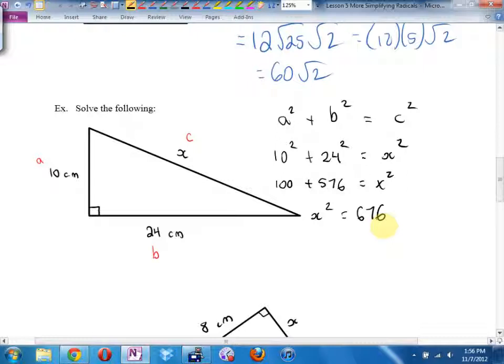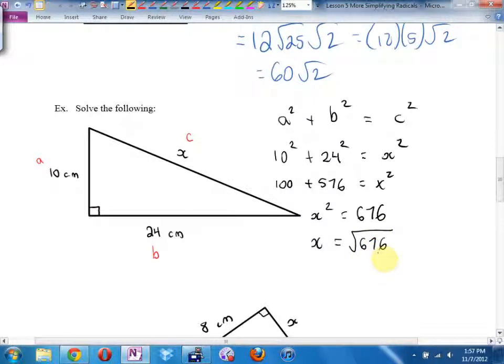Okay. How do I get rid of a squared if I know x squared equals 676? How can I figure out what x is equal to? Oh, Marcus, use the math word. Say it. Preach it louder, my friend. Square root. X is going to be the square root of 676.